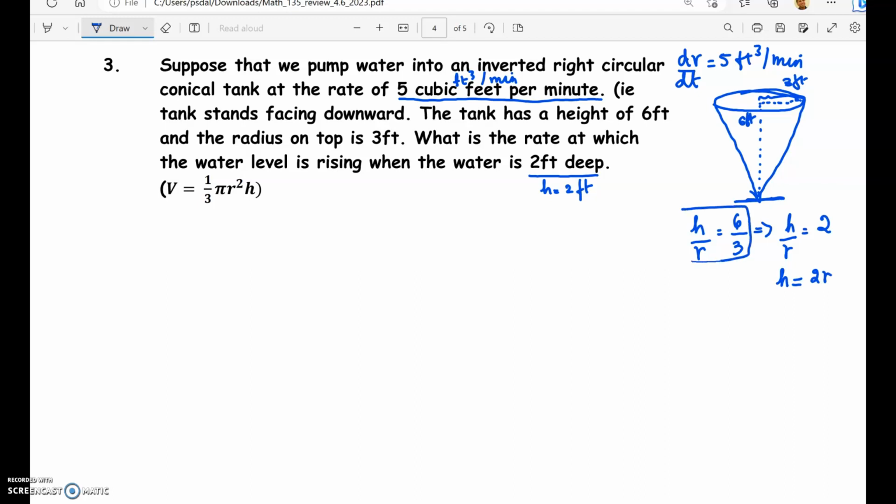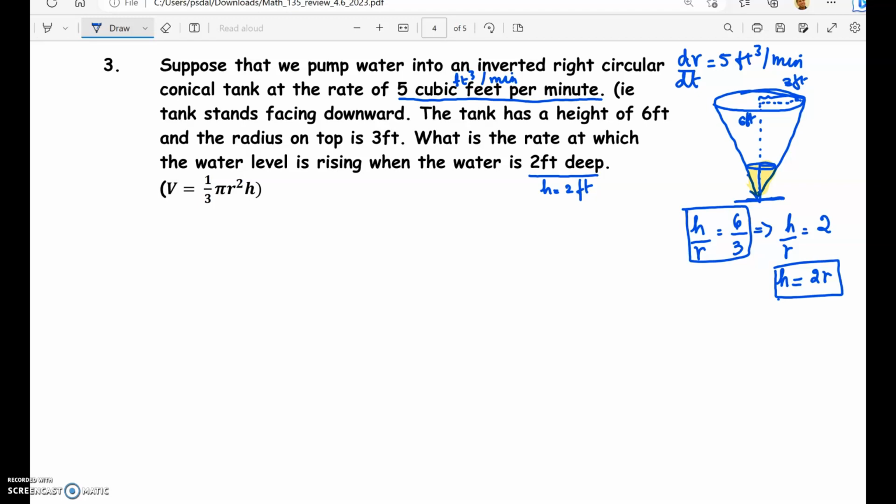So h, the height of the cone at any instant, is twice the radius. This information helps us find the general relationship between the height and radius at any instant as the water level keeps increasing. So what do we mean by that? Suppose the water level is up to this point. Then at this moment, again, if we look at the height and the radius, the relationship between the two will be height equals twice the radius at any instant. So that's an important piece of information.